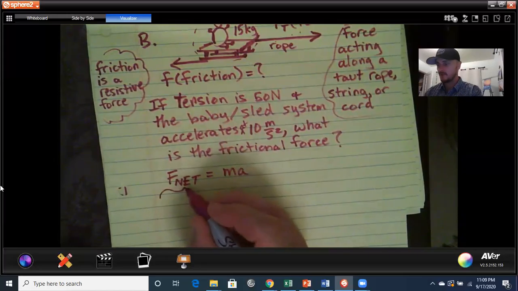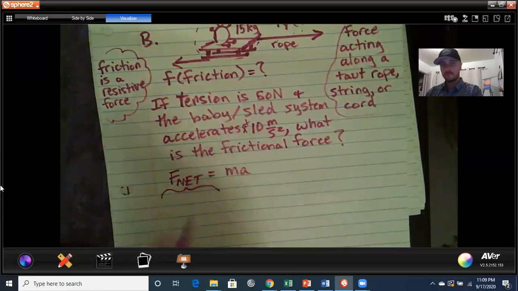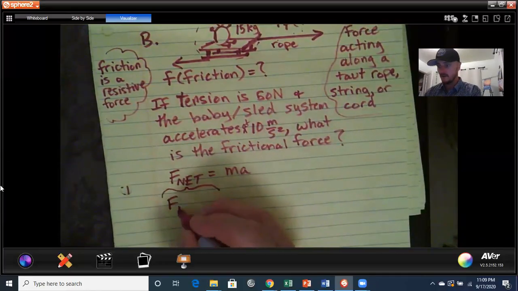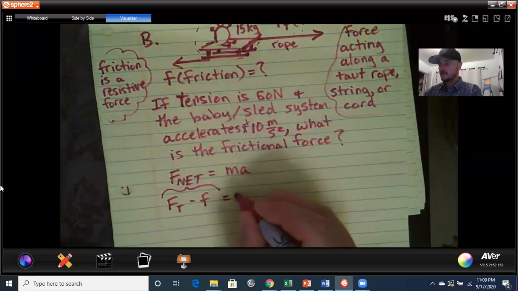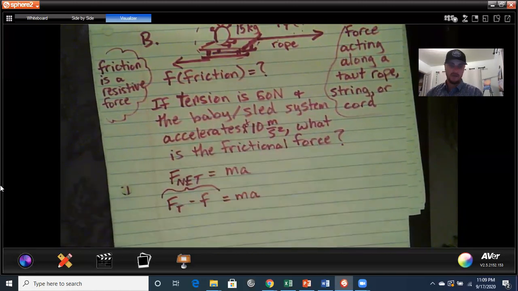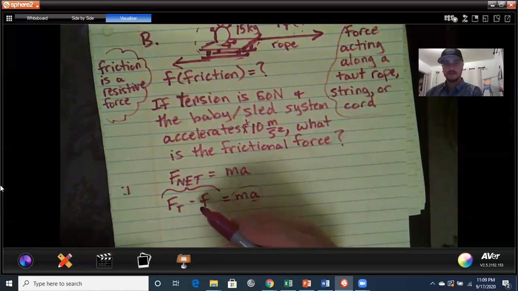I'm going to stay super generic. I'm not going to put in any numbers. What force is pulling it to the right? Well, that's tension. What force is pulling back the other direction? That's friction. And that all together is equal to ma, right? Let's solve for the thing that we don't know, because this time we actually know acceleration. Let's solve for F. Right now F is subtracted, I will add it. And what will I do with ma? I will subtract it to this side.